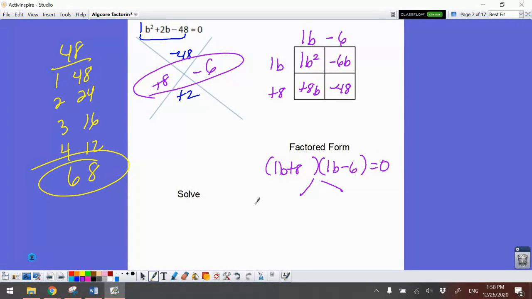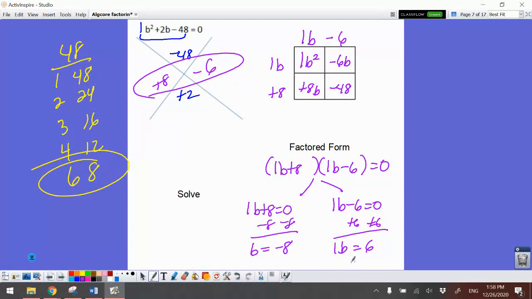So since these are equal to 0, 1b plus 8 equals 0. 1b minus 6 equals 0. I'm going to add my 6. 1b is equal to 6. Subtract my 8. B is equal to -8. Remember, these are the same things. I don't have to have the 1 there. And again, thinking about what's going on here. So here's a point at 6. And here's a point at -8. And I know that my parabola is looking something like that.